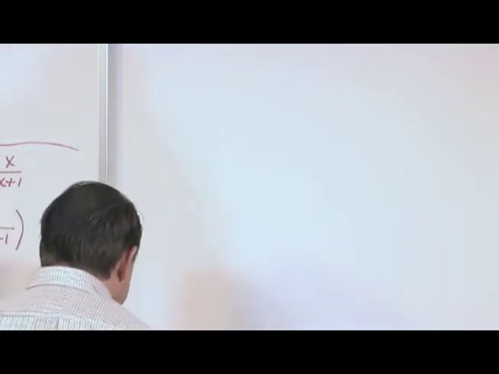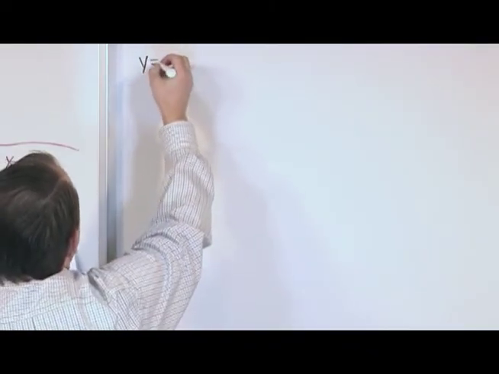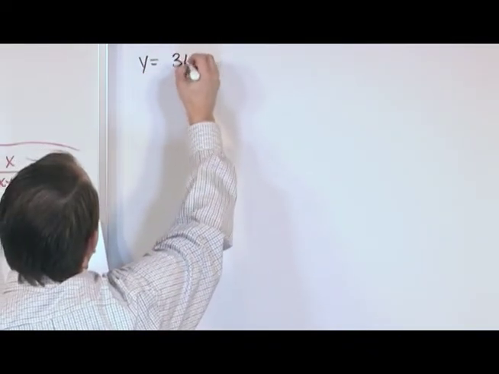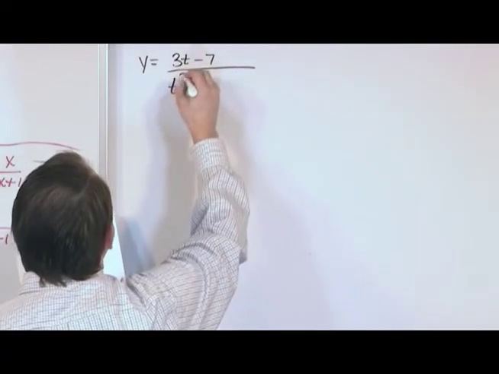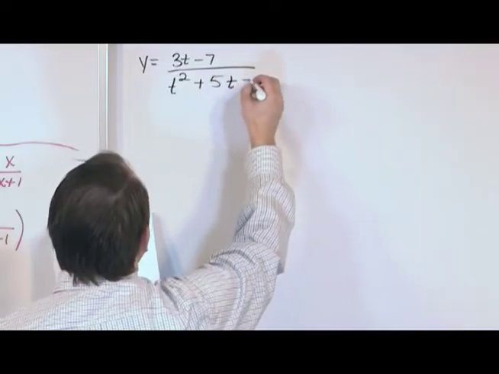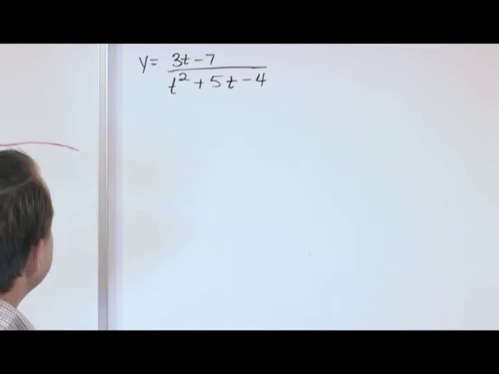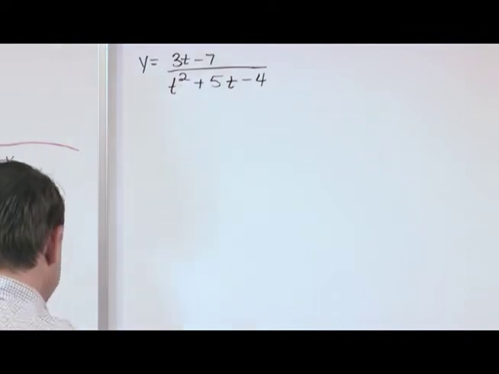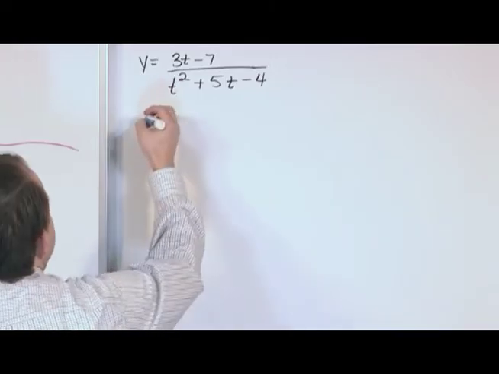So let's ratchet up the complexity just a little bit, nothing crazy. But let's go and do this guy. We'll have y is equal to 3t minus 7 over t squared plus 5t minus 4. So I think you would all agree this is a quotient. We've got two things multiplied together, or divided by one another, I mean. So let's go and take the derivative.